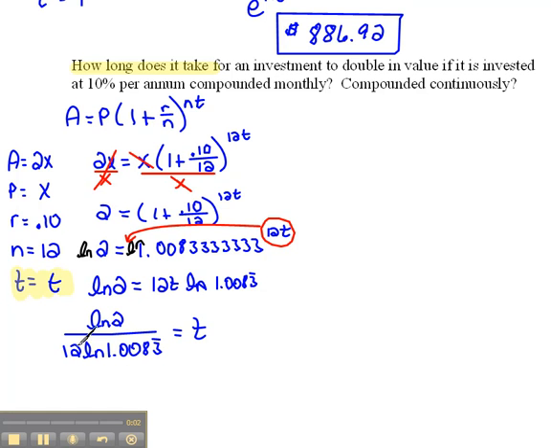Okay, in this last problem, we worked our problem down and we found that it took this amount of time in order for an investment to double if it was being compounded monthly. Now the problem is that this makes no sense to us at all. So we're going to put this in on our calculator and get the correct answer.